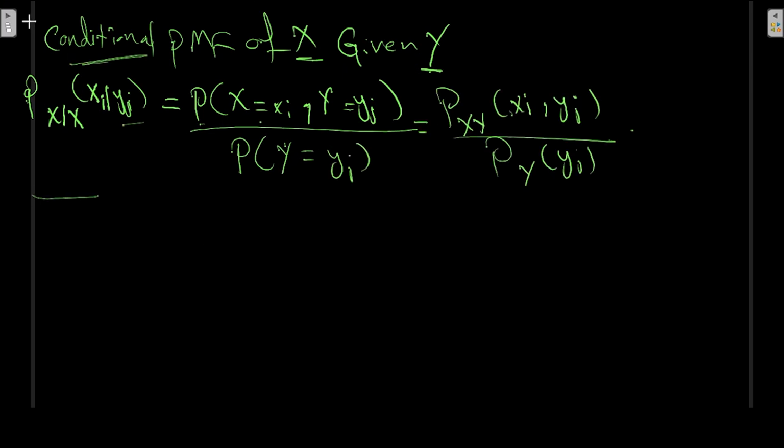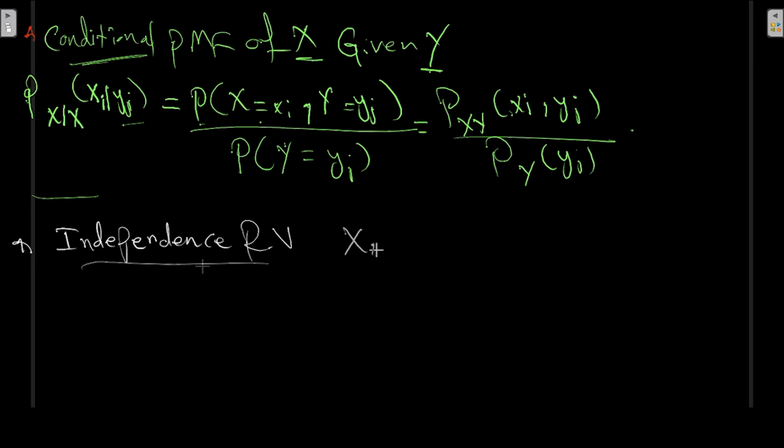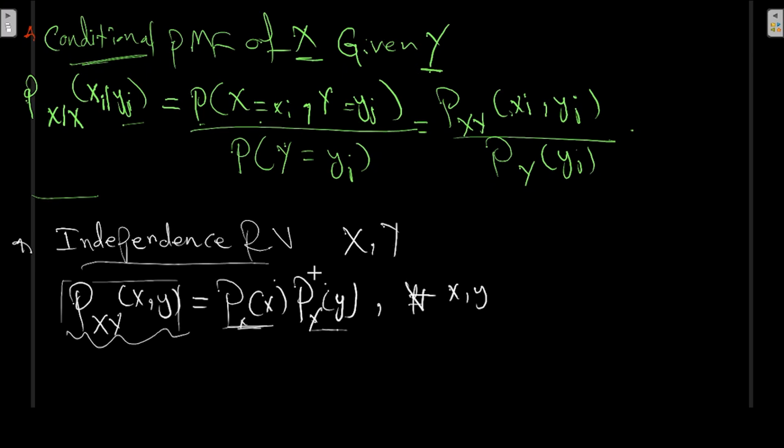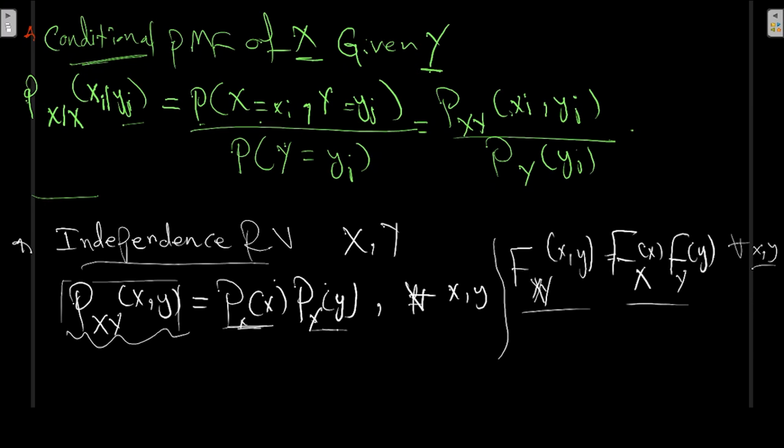Just to remind you, you should also remember that term talking about independent random variables. We have defined two discrete random variables, X and Y, as independent if the product of their marginals is equal exactly to their joint. That means we call them independent. And the same thing applies when you have the cumulative distribution function. So it is the exact same concept. I hope you still remember that from our previous discussion.